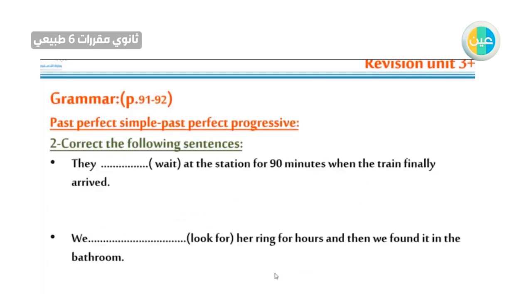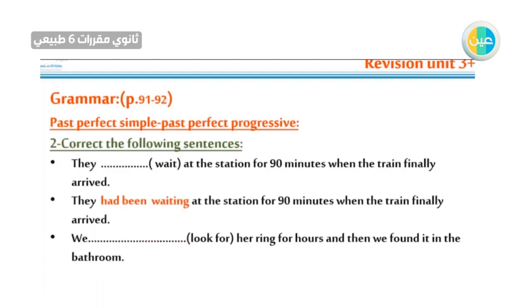They waited at the station for 90 minutes when the train finally arrived. So we have two actions in the past, waiting and arrived. The train finally arrived. So the oldest one will be past perfect, but be careful. Is it something that takes time or not? Wait for 90 minutes, duration, expressing the duration. Yes, they had been waiting.